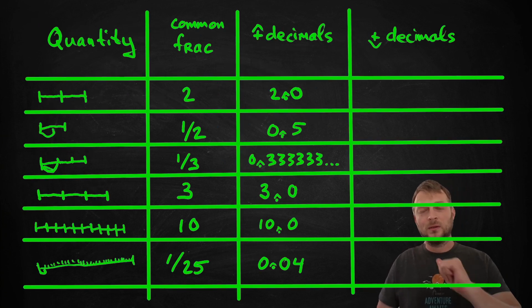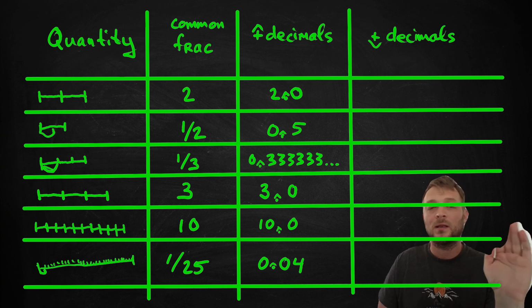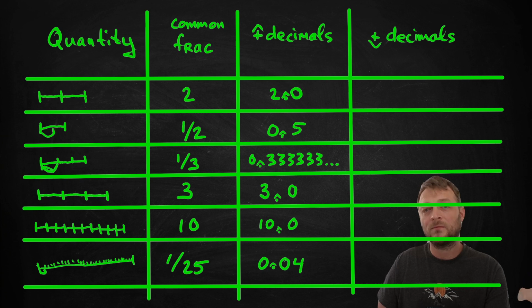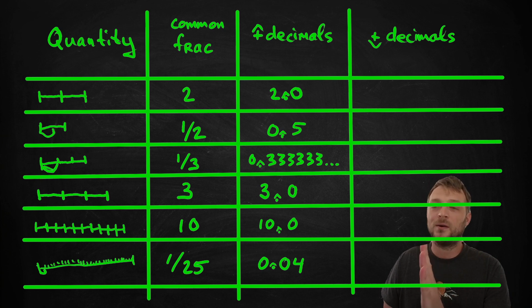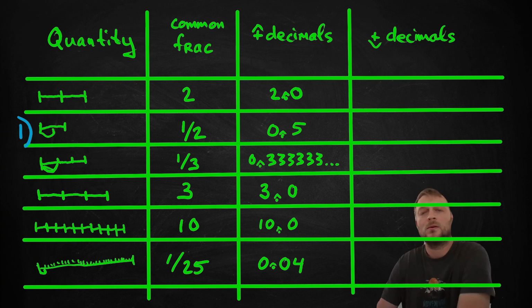Here is a table, and we will have different quantities. Their representation as a common fraction in the second column. Their representation in terms of our standard decimals, and now we will find out how to represent them in our dual decimals. So the easiest case here is probably one. Let's start from this 1/2, this one.